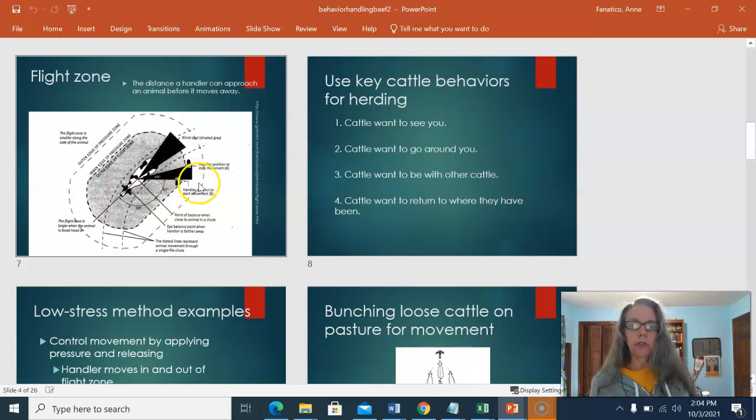And then we learned some specifics about being able to step in at about a 45-degree angle and step back out, because the way you're handling animals is you are applying some pressure, but then you're releasing it.